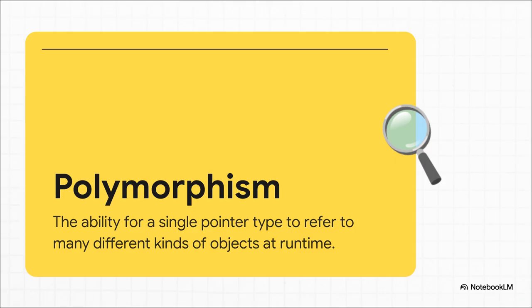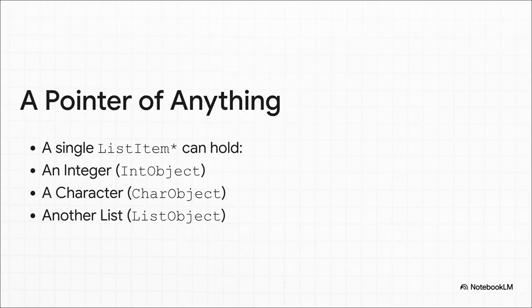This is the magic that makes software so incredibly flexible and powerful. It's the ability for one single type of pointer, just one variable, to point to all sorts of different kinds of related objects while your program is running. So imagine you have a pointer, and its type is, say, list item star. At one moment, that pointer could be pointing to a simple integer. A second later, you could make that same exact pointer point to a character instead. Heck, you could even have it point to a whole other list of items. One pointer, endless possibilities. That's the power we're talking about.